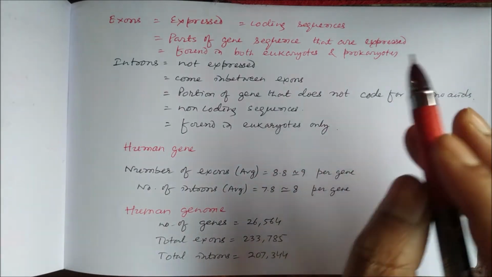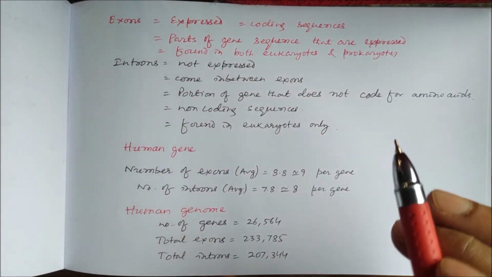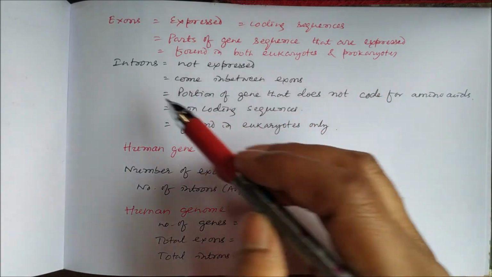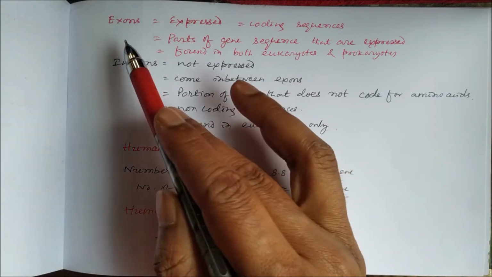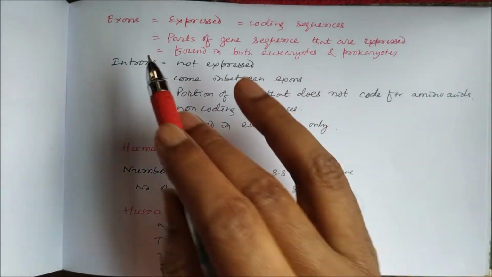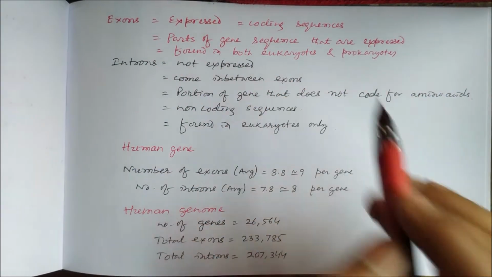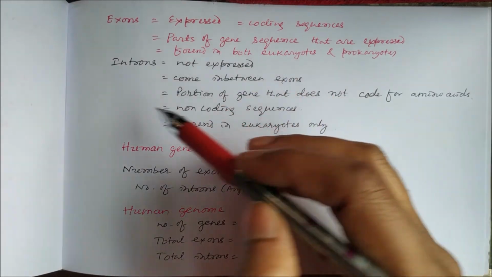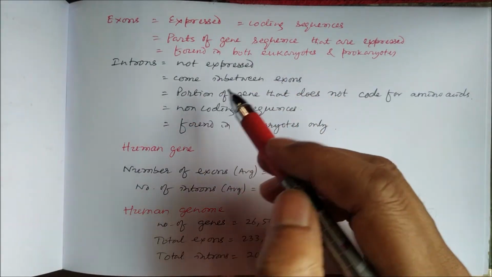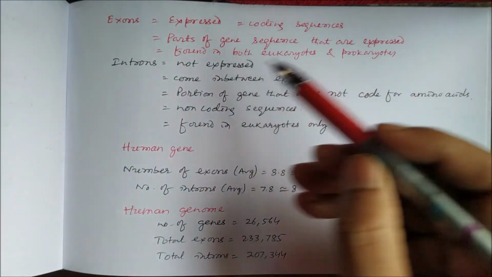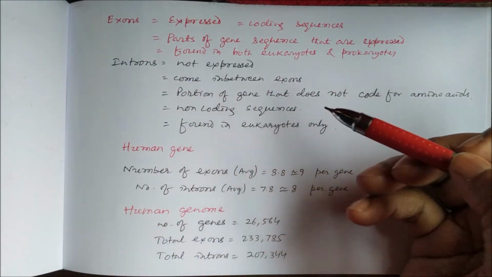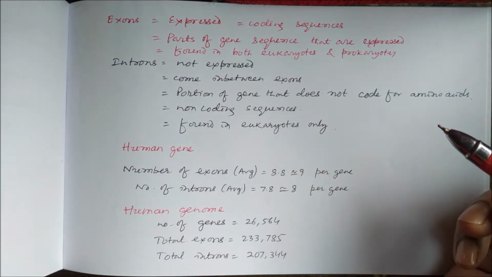So in prokaryotes there is only exon, whereas in eukaryotes we have both introns and exons. So in a human cell there are both introns and exons, but in a bacterium there are only exons. So only coding sequence. There is no intron in the case of bacteria. But in our cell, in the human cell, there are both intron and exon, and since the intron is the non-coding sequence, we have to remove it.